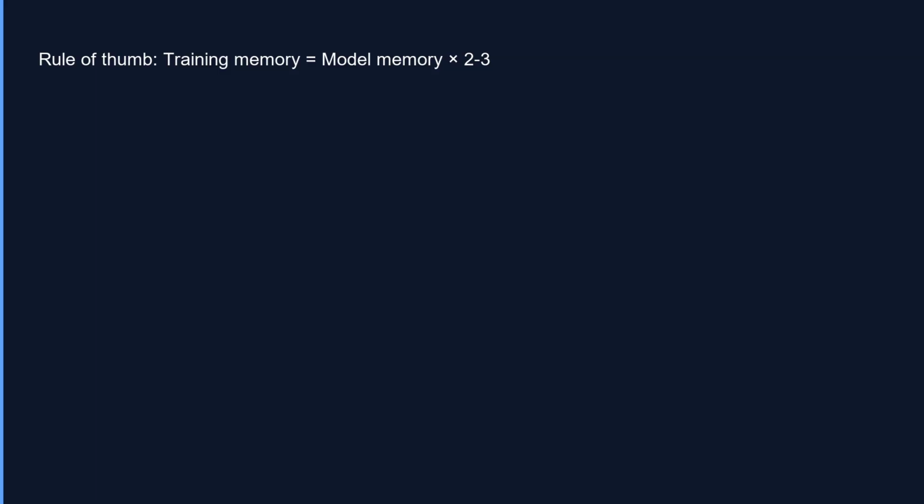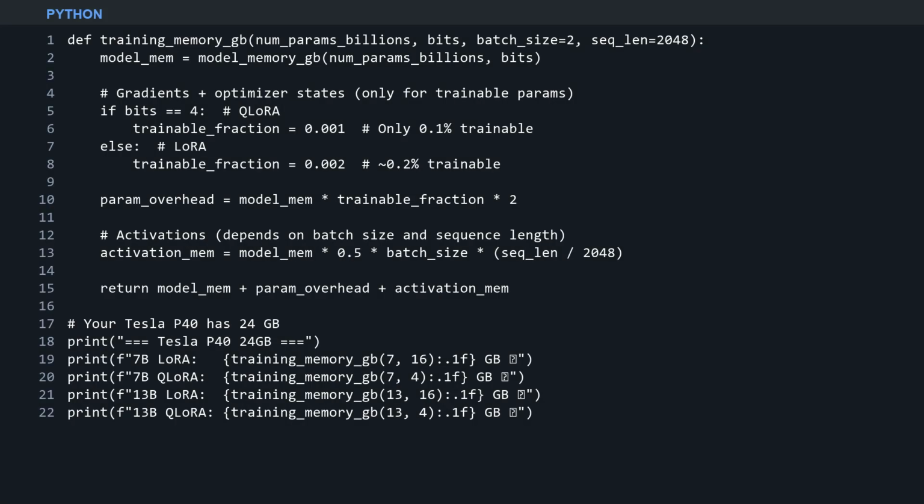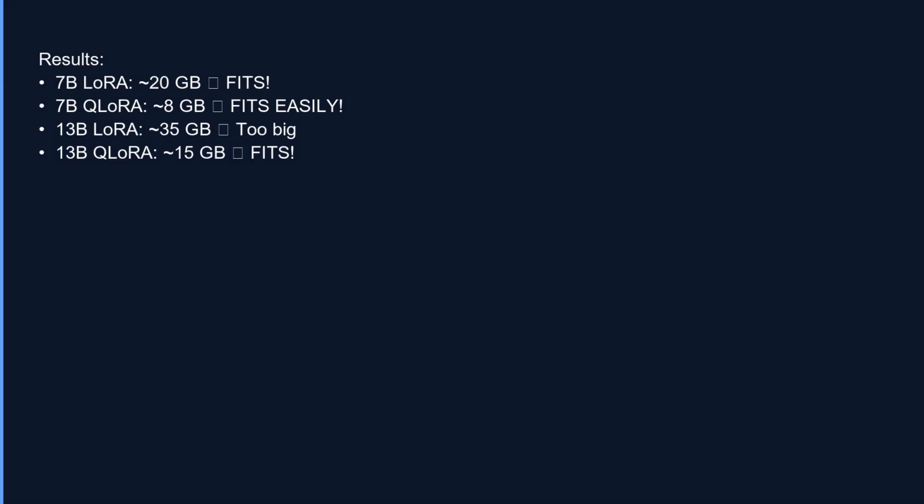Rule of thumb: training memory is model memory x 2 to 3. Results: 7B, low-rank adaptation, 20 GB, fits. 7B quantized low-rank adaptation, 8 GB, fits easily. 13B, low-rank adaptation, 35 GB, too big. 13B quantized low-rank adaptation, 15 GB, fits.